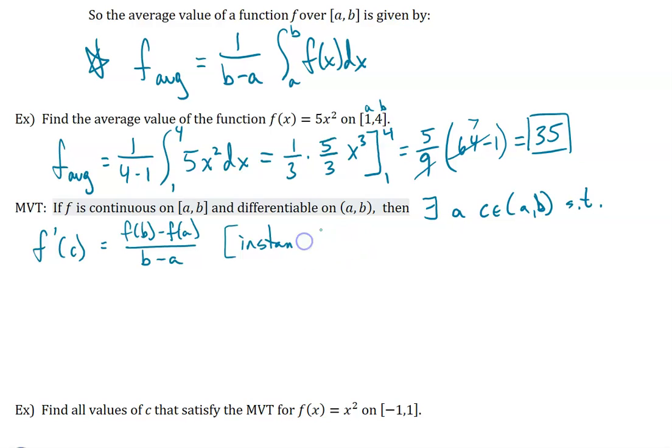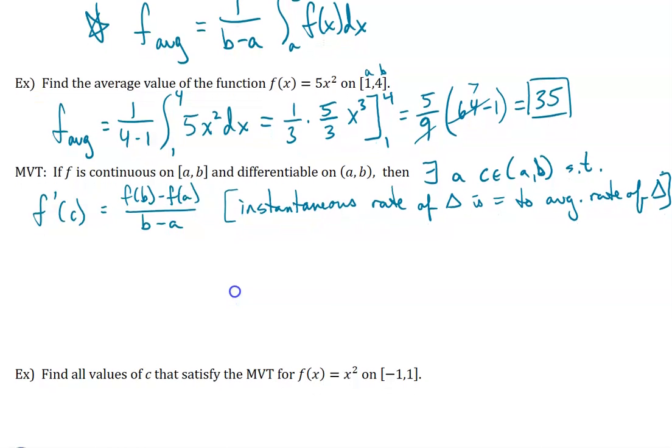rate of change is equal to the average rate of change. There has to be a point where the instantaneous rate of change is equal to the average rate of change. Now, if we extend that to integrals, instead of a rate of change, we're now talking about the value of a function.